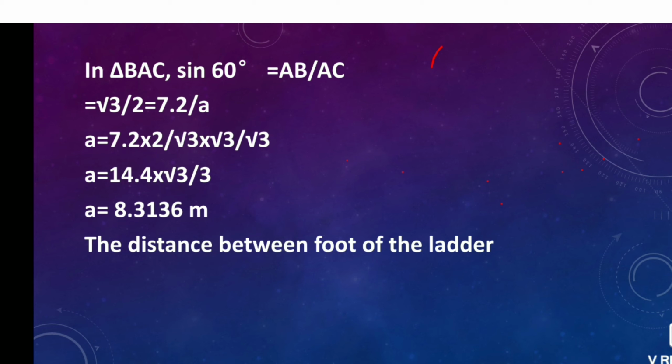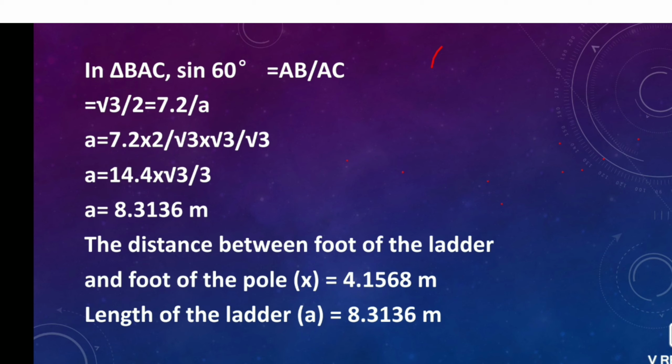So the distance between the foot of the ladder and the foot of the pole, x, is equal to 4.1568 meters. The length of the ladder, A, is equal to 8.3136 meters. This is a very important sum. Practice well. We will discuss other sums in the next video.